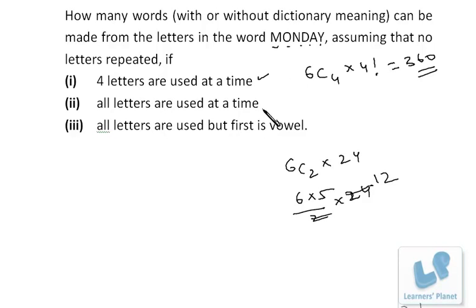Now all the letters are used at a time. That means 6 places are there and 6 letters are there. So it's 6 factorial, as simple as that.